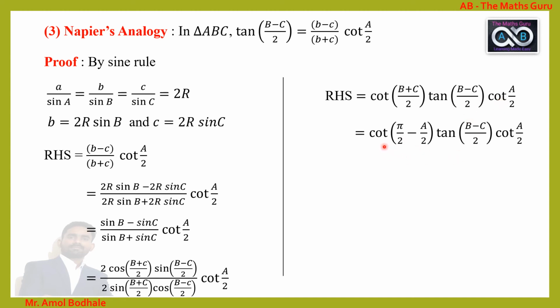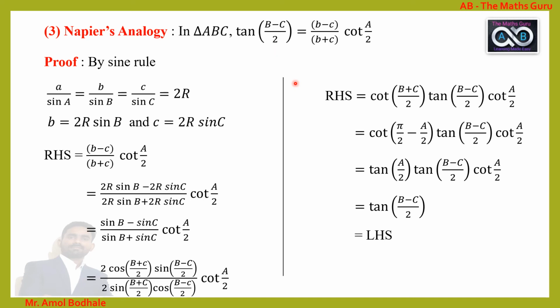Now by allied angle formula, cot of 90 minus theta is tan theta. So we can replace cot of pi by 2 minus A by 2 with tan of A by 2, into tan of (B minus C) upon 2, into cot of A by 2. Here the angles for tan and cot are the same, so we can cancel tan of A by 2 and cot of A by 2 as they are reciprocals of each other. So we get tan of (B minus C) upon 2, and it is our required LHS. Hence we proved LHS equal to RHS.